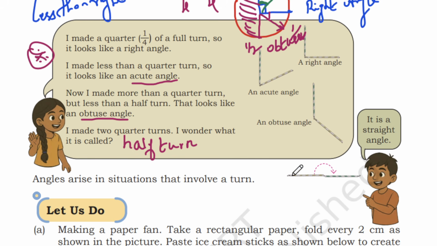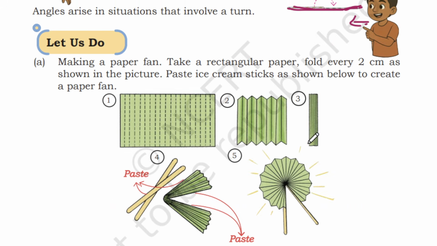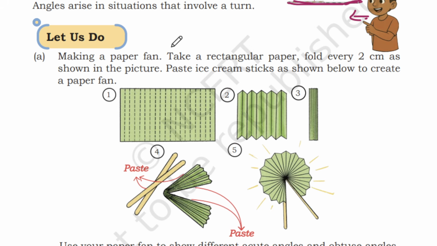So look at this line. So he is looking from here. The angle is a straight angle. The line is straight. So this is a straight angle. Okay. So next we have, let us make a paper fan. Take a rectangular paper, fold every 2 centimeter as shown in the picture. So this is a rectangular paper. So every 2 centimeter, what have you to do? You have to keep folding the paper.